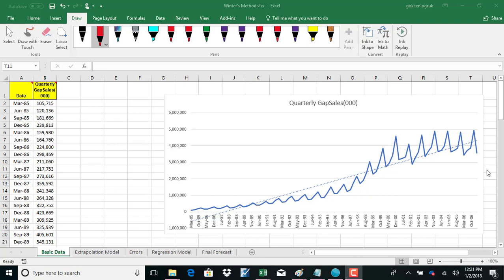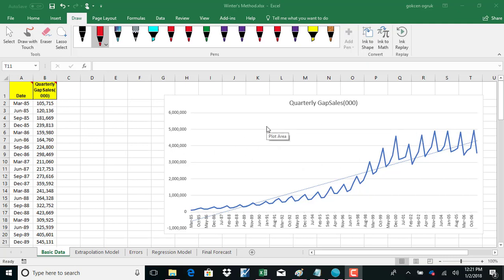In this tutorial, I will show you how to use Excel to do the Holt-Winter technique for forecasting trended and seasonal data. Here I have the gap sales data from March 1985 until March 2007. Let's first visualize the data.